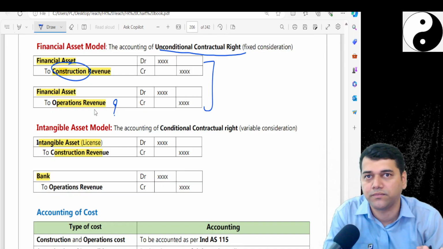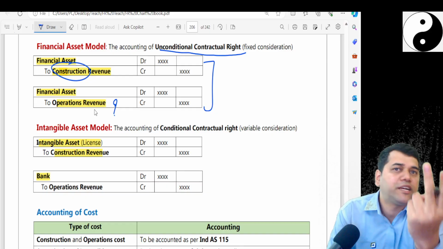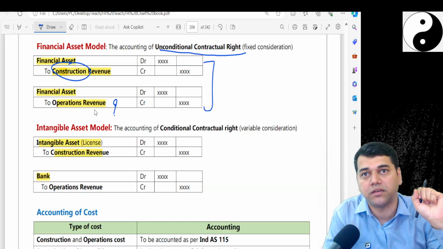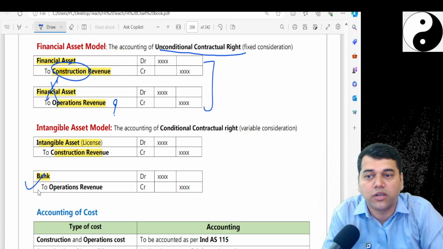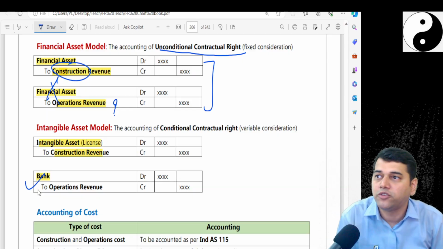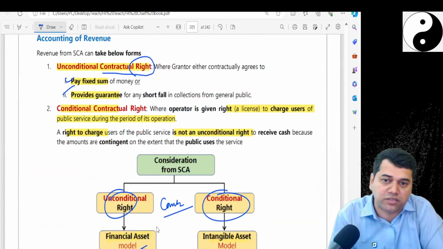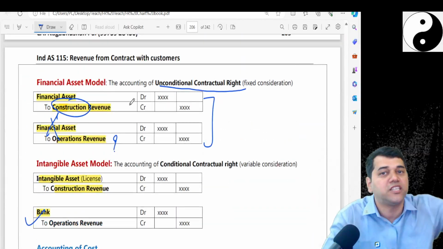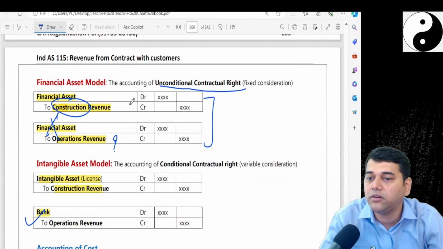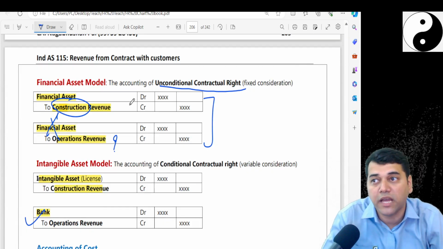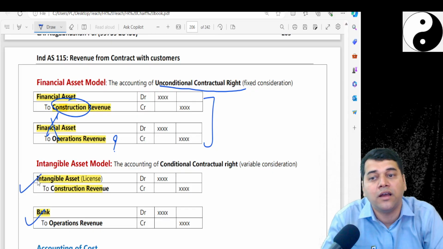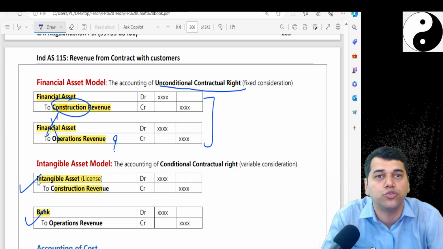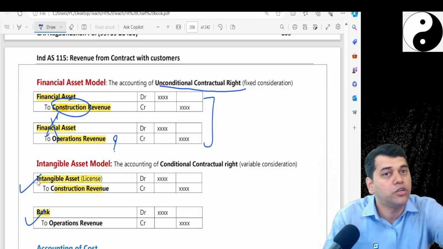We'll discuss one question. Operation revenue can also take two forms. If I say in the operation part you collect from the general public, then the financial asset doesn't come; the entry is straight away bank to revenue. So that's what I told you, here it can be any combination. The construction phase can be the financial asset model, and the operation phase may be the revenue model. But it cannot happen that in the construction phase I give you a license and in operations you collect. No, that license is of no use to you. The license has value only if you can collect from the general public.